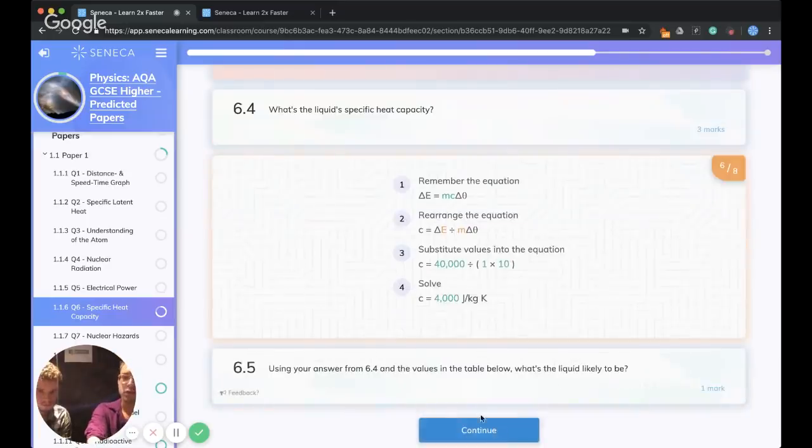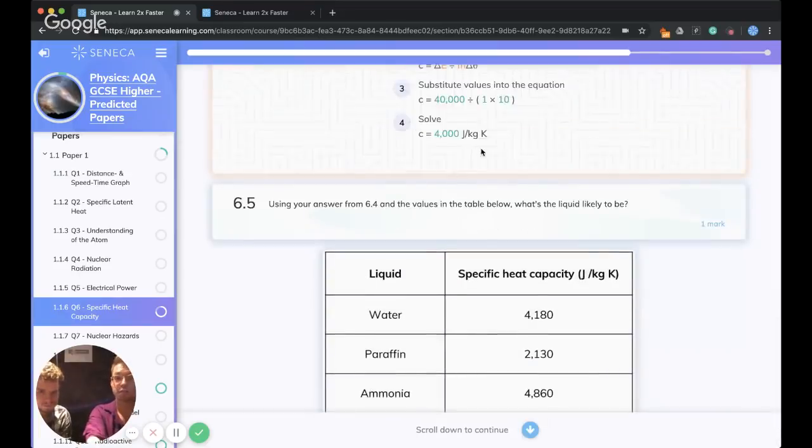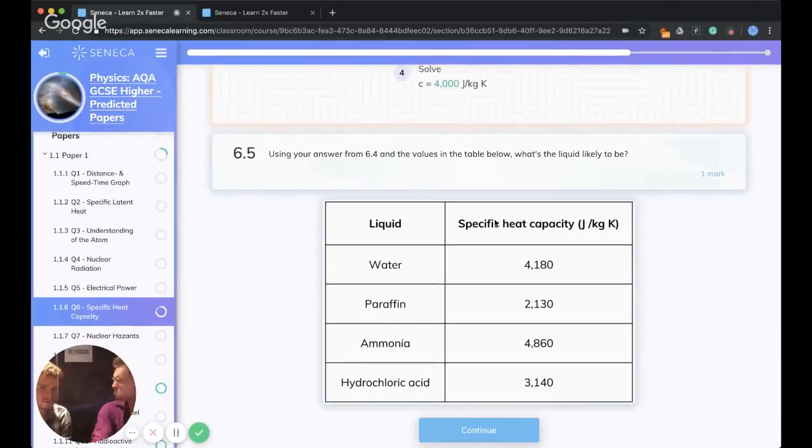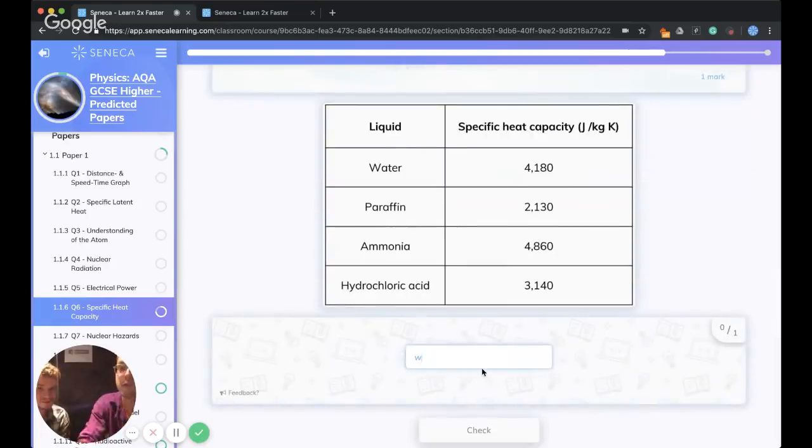So using your answer from 6.4 in the table below, what is the liquid likely to be? So we know that we got it as 4,000. So all we have to do is pick the one that's closest to 4,000. Seems like a good idea, Tom, right? Yeah, it probably is. So are we going to go for ammonia? I don't think we are, because there's something closer. What is it? Well, it is water. Water, really good. So water, 4.180, that is a specific heat capacity. So it's going to be water.